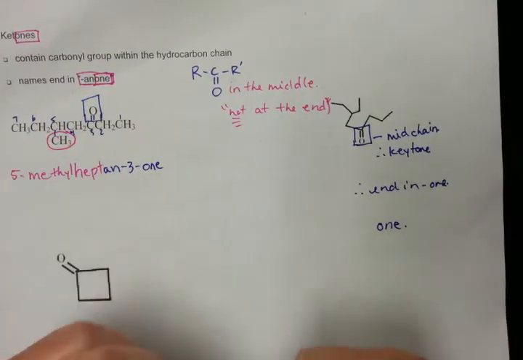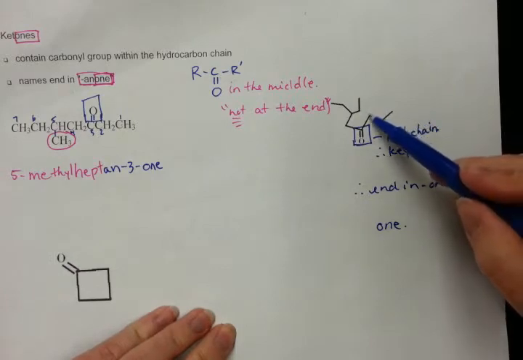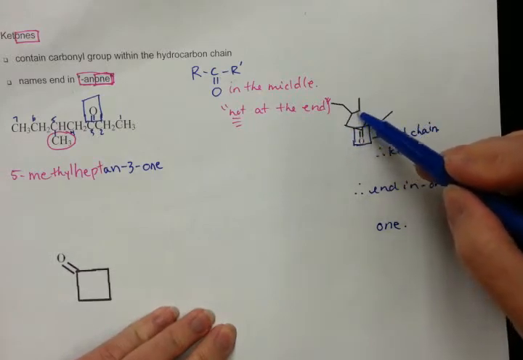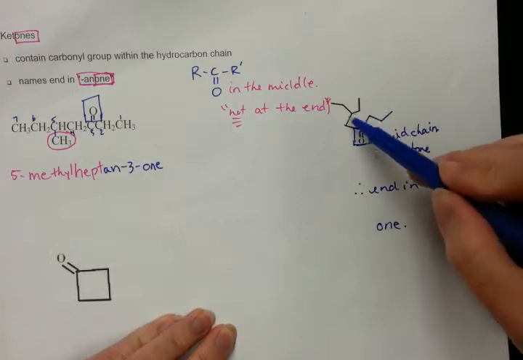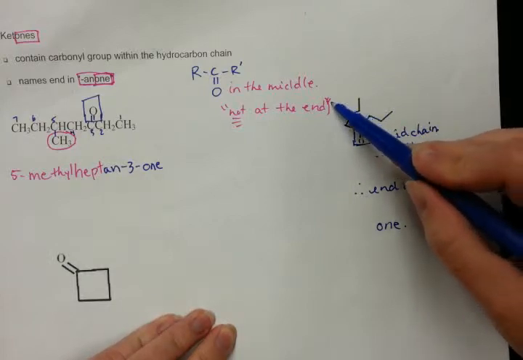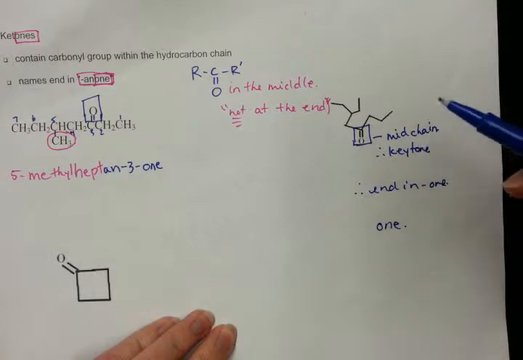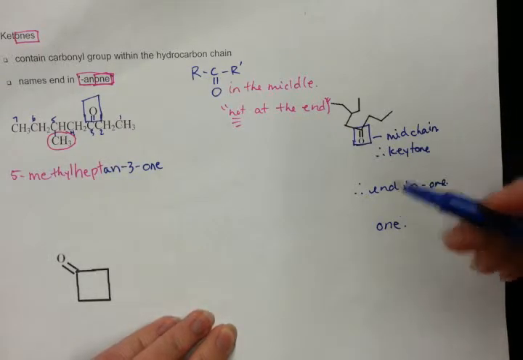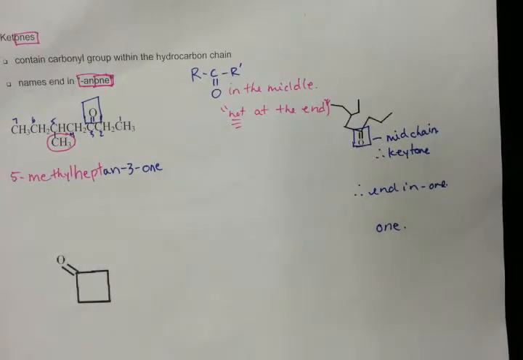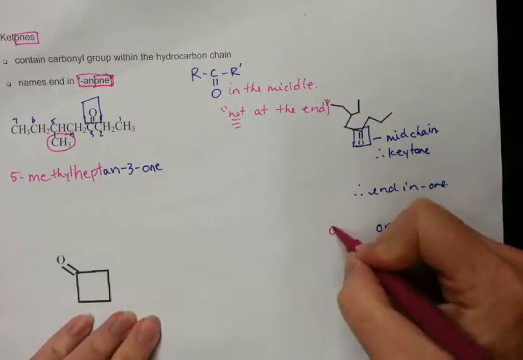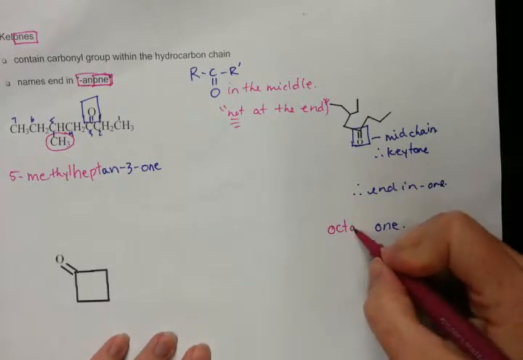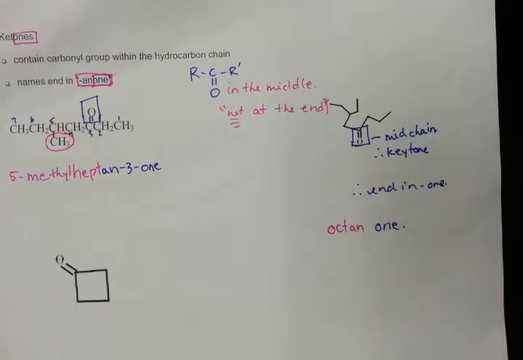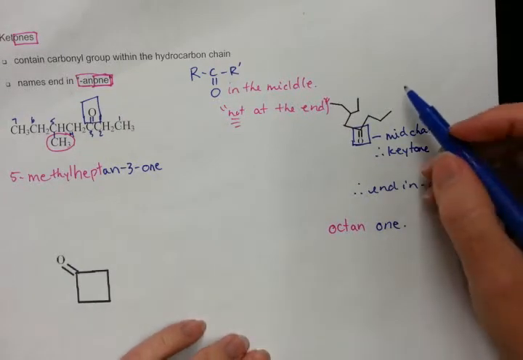I'm going to count the number of carbons. 1, 2, 3, 4, 5, 6, 7, 8. Or 1, 2, 3, 4, 5, 6, 7, 8. It seems that no matter where I go, I get a carbon chain of 8, which is oct. I know I'm going to have an -an, so octan-one, but this time, again, I need to indicate what number.